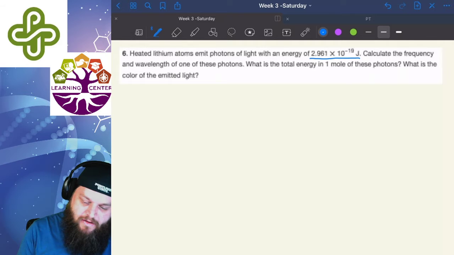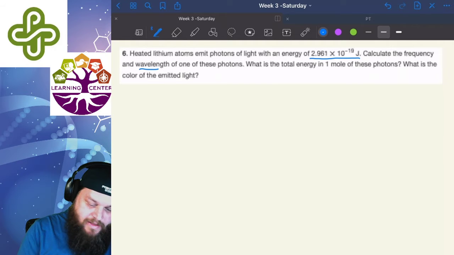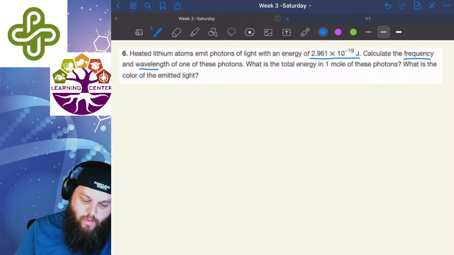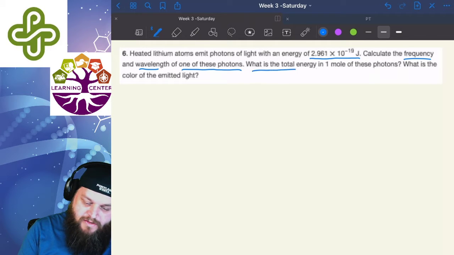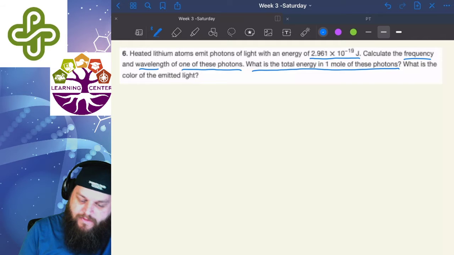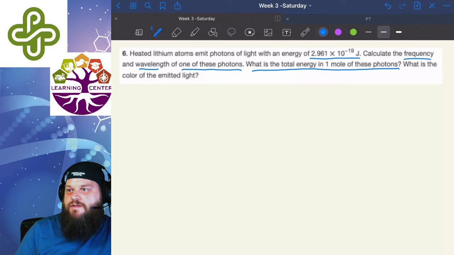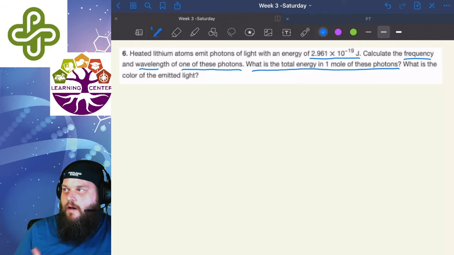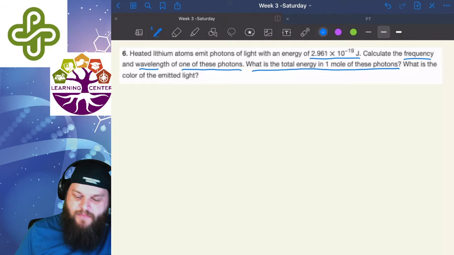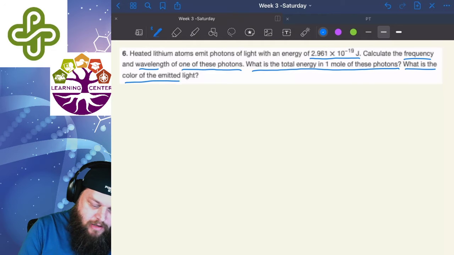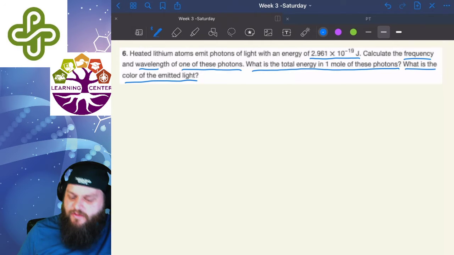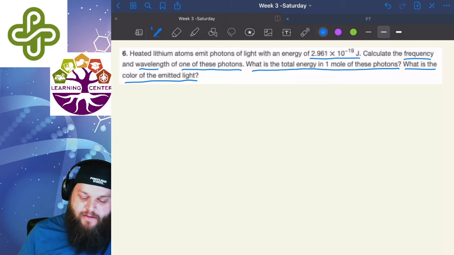So we want to here calculate the frequency and the wavelength based on that of one of those photons. And then another question is, what is the total energy in 1 mole of these photons? Remember, 1 mole is just 6.022 times 10 to the 23rd amount of something. In this case, amount of photons. And the last question they ask here is, what is the color of light emitted? So there's 4 questions we really have to work out here.